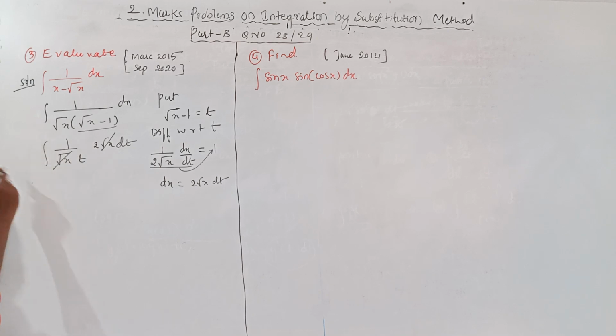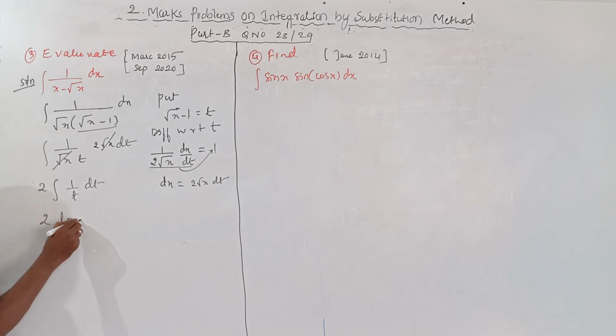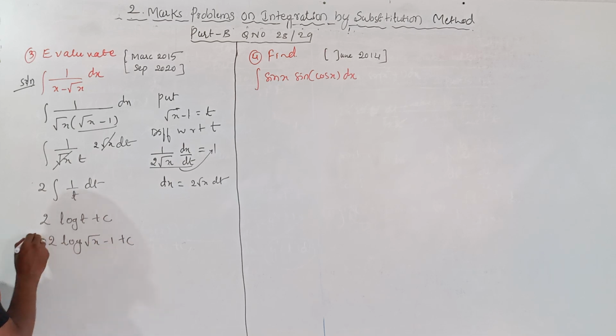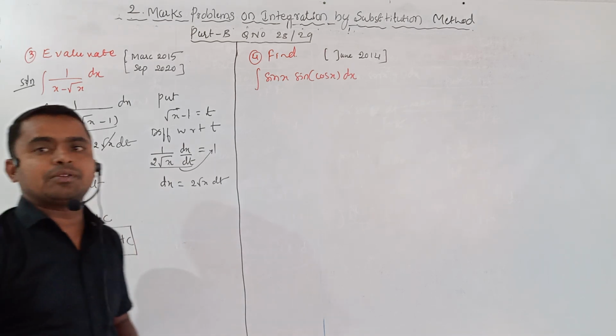2 ones are 2, take 2 outside. 1 by t dt. Integration of 1 by t is log t plus c. Then 2 log t means 2 log of root x minus 1 plus c. So this is the final answer.